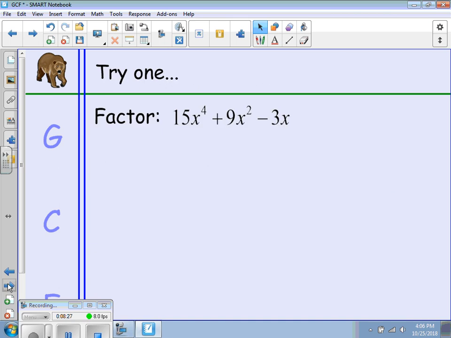Go ahead and try this last example on your own and bring any questions that you have to class. When you're ready, you can stop the video, try the problem, and when you're ready, press play to see the explanation.